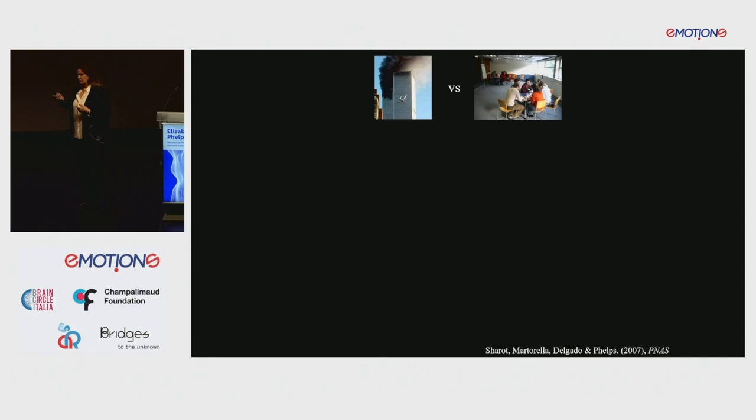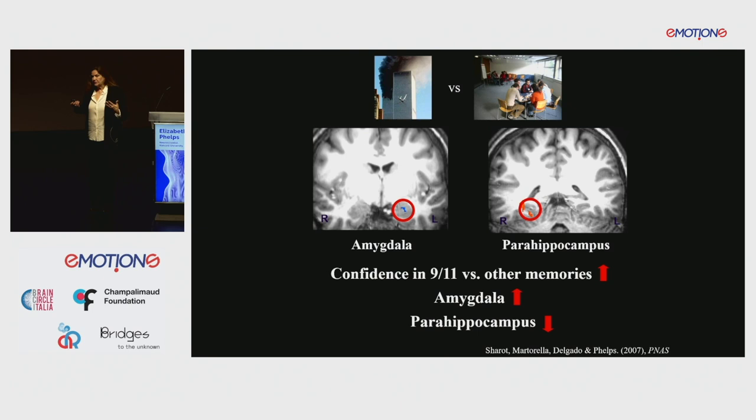We also, just to confirm that this was happening in real-life emotional events, did a study where we looked at people recalling the 9/11 attacks versus recalling another mundane event that happened around the same time, and we saw essentially the same thing. As confidence in your memories from the 9/11 attack went up relative to other memories, so did your activity in the amygdala, and then we saw a decrease in activity in the parahippocampus.